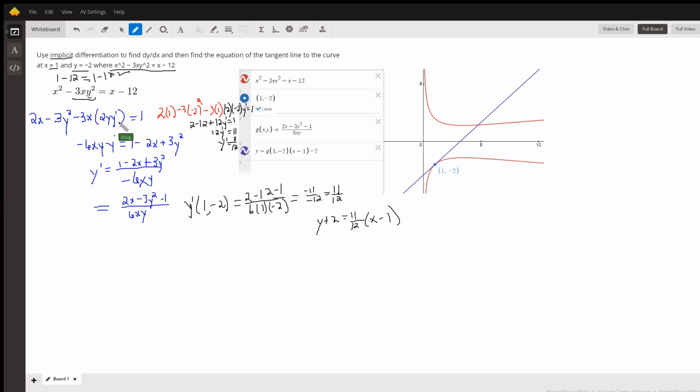So y prime, or you could call it dy/dx. The derivative of x is 1. The derivative of the constant is 0. So there's your formula at this point. Now, I'll draw attention to the fact that you could substitute right now x is 1 and y is -2, and then solve for y prime.